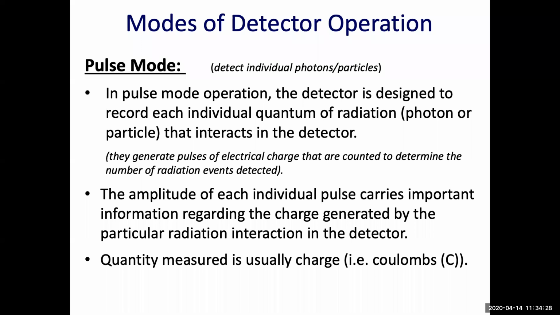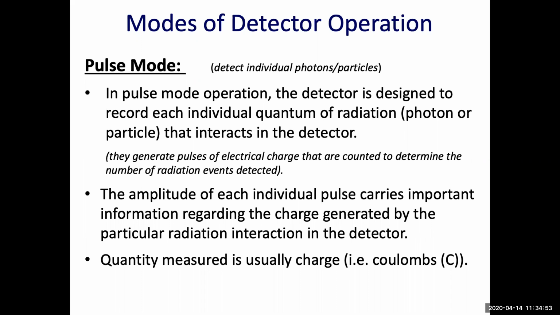So we start with the modes of detector operation. The first mode is called the pulse mode, which detects individual photons or particles. Most radiation detectors used in nuclear medicine are operated in pulse mode. That is, they generate pulses of electrical charge that are counted to determine the number of radiation events detected.